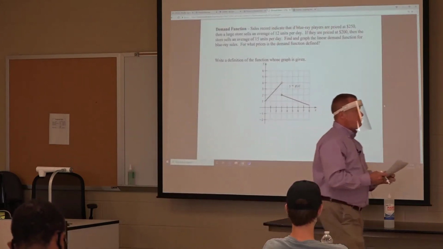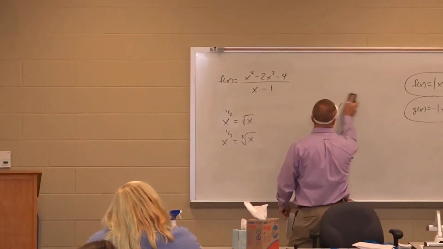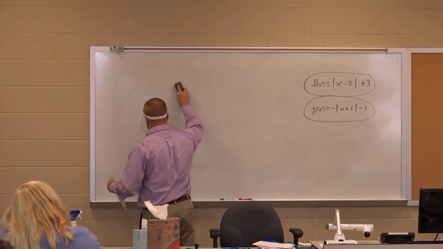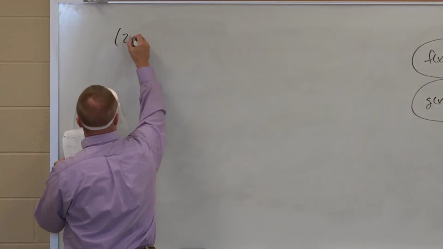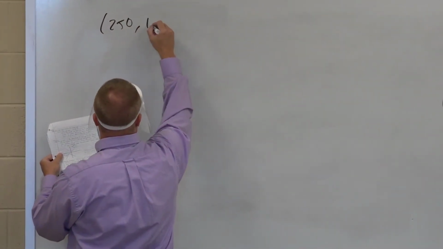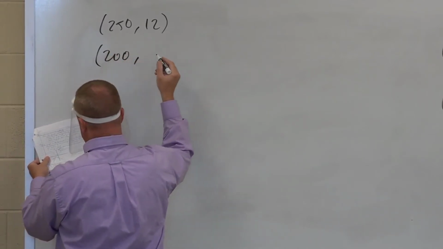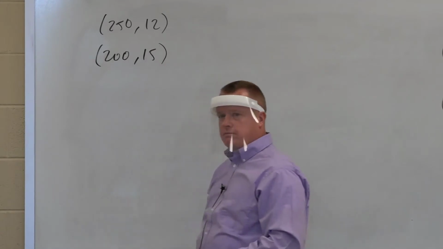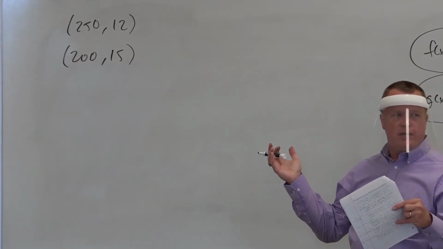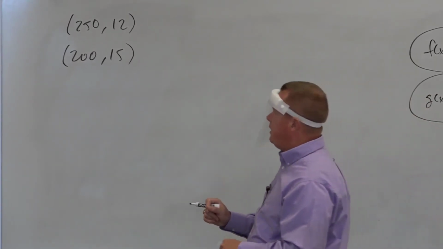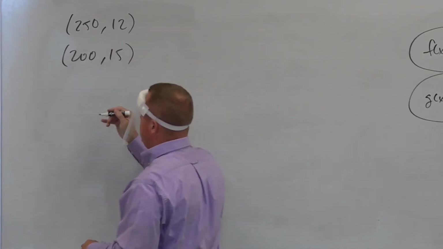So I have 2 points there. When it's $250, they sell 12 units. When it's $200, they sell 15 units. Got 2 points. Okay. All we're doing is just reviewing a little bit with lines, all right, because you've got to be able to get the equation of a line in calculus. So to find the equation of the line going through these 2 points, you've got to have your slope first.